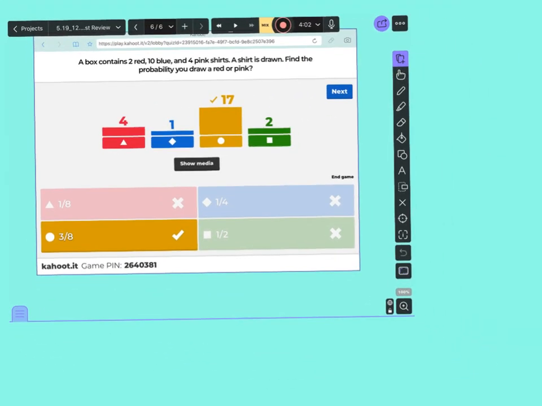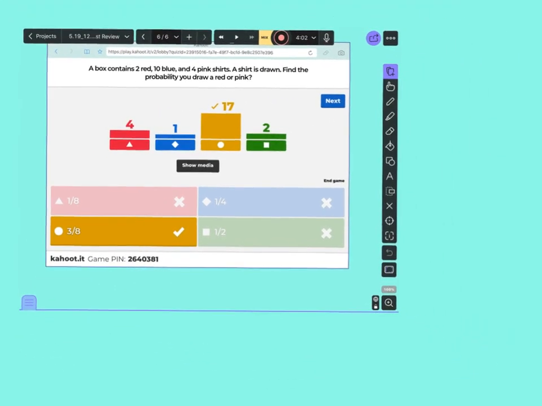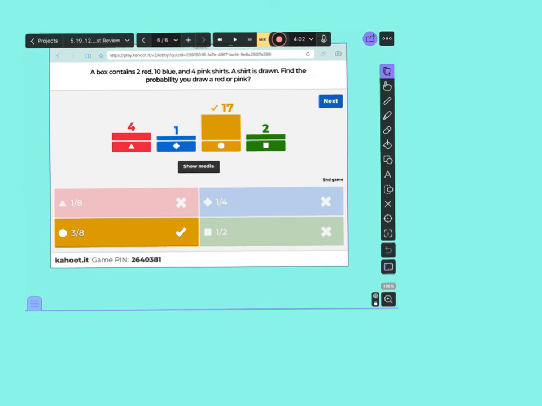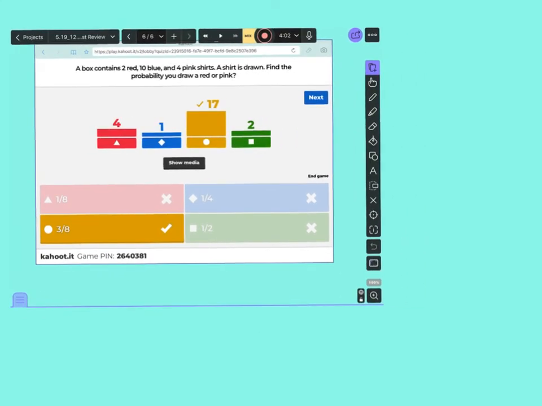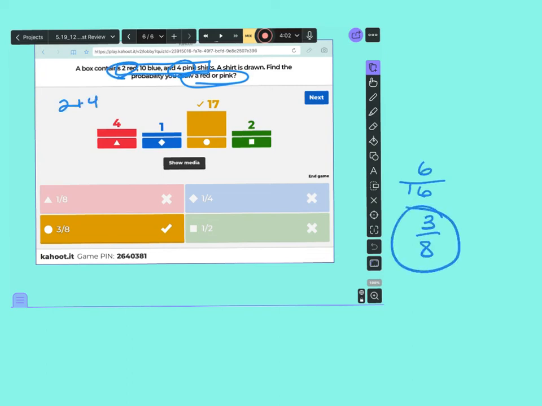A box contains 2 red, 10 blue, and 4 pink shirts. A shirt is drawn. Find the probability you pick a red or a pink shirt. So I want to do the number of red and the number of pink over the total number of shirts that are in the drawer. So it's 12 plus 4, which means the bottom number is 16. And then I want either a red, which is 2, or a pink, which is 4, which means this is 6 over 16, or 3/8.